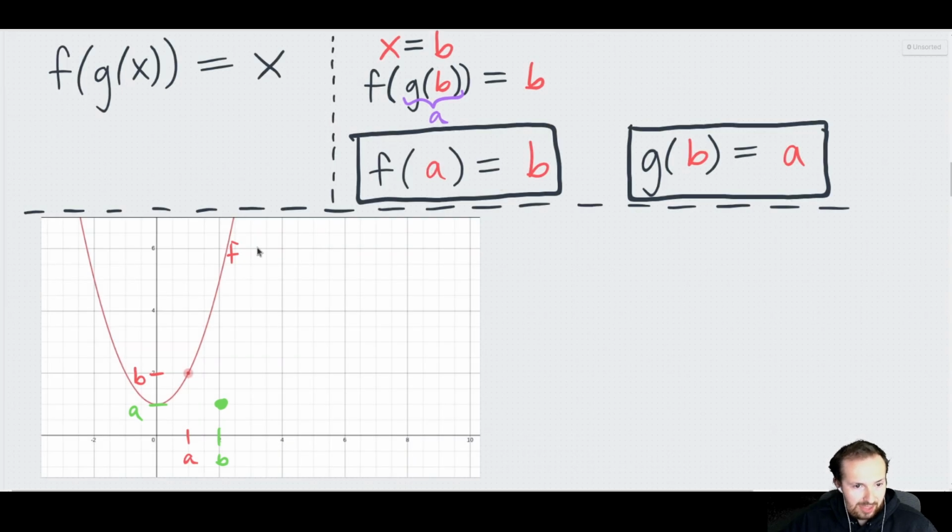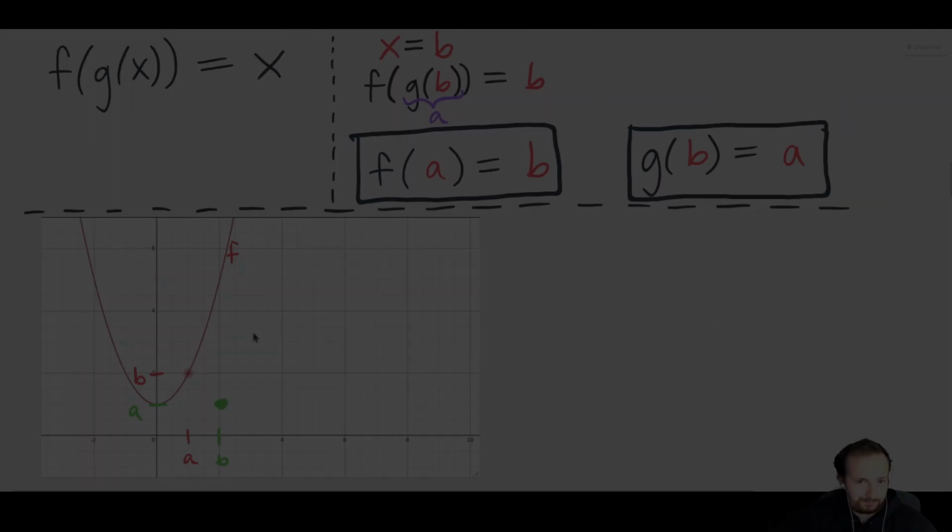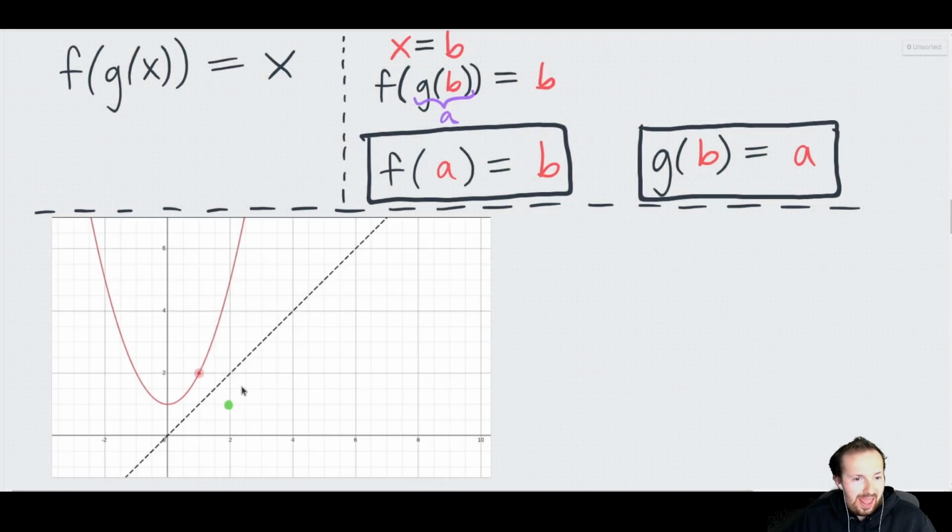If you plug in a to the original and you get b out, then on the inverse, you should be able to plug in the output and get out the old input. So that's kind of the idea. In other words, every point a comma b on the original function gets transported to another point b comma a on the inverse function. So the inputs and the outputs are swapped at every point. What this means is that it effectively acts like a reflection across the line y equals x.